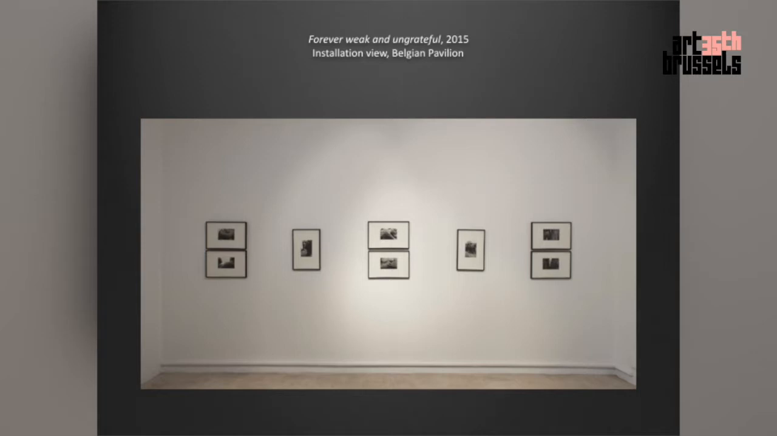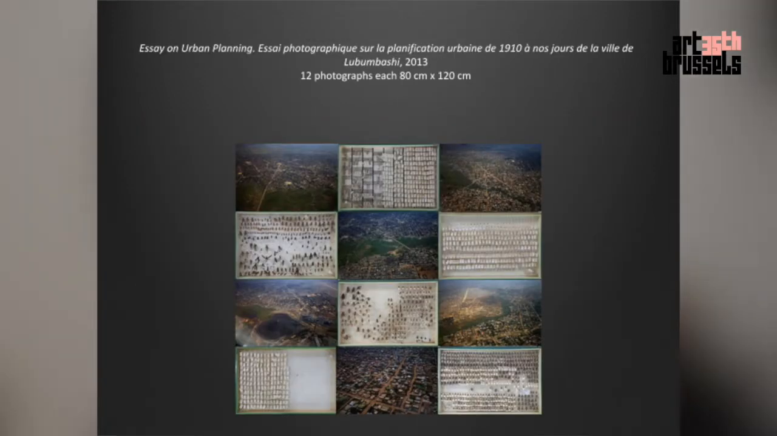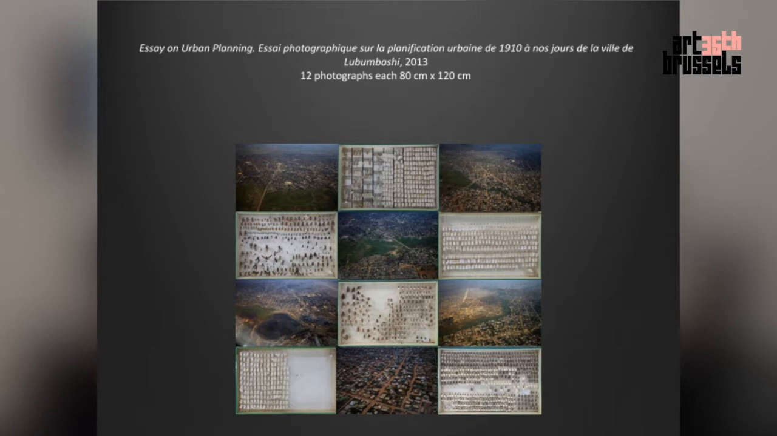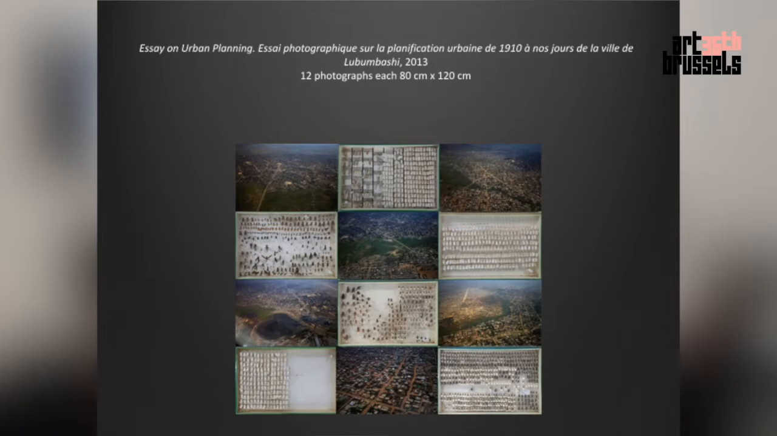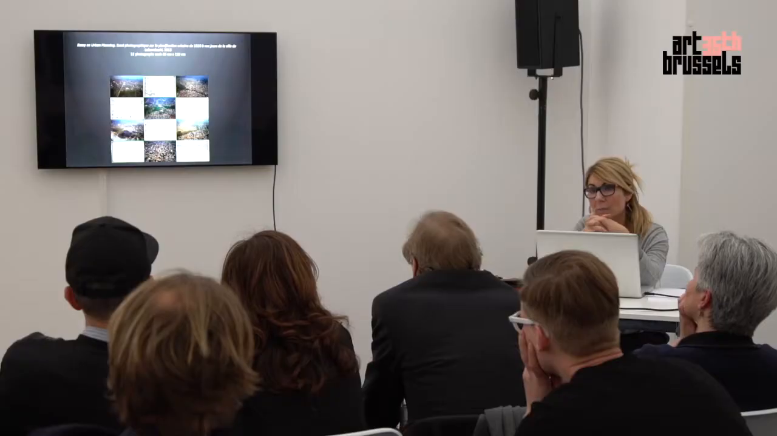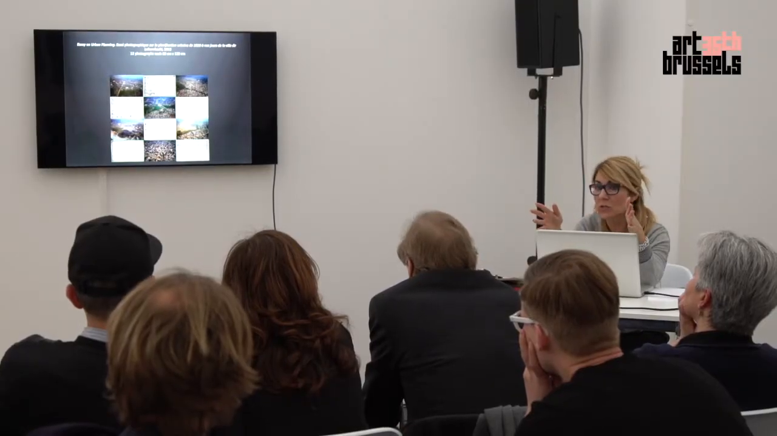Sammy Baloji, a Congolese artist based in Brussels, showed two projects. This project, which is an existing project, Essay on Urban Planning, juxtaposes aerial views of the city of Lubumbashi with images from the museum featuring tropical insects and mosquitoes. And it's a comparative project which looks into how tropical medicine was used as a pretext by the colonial power to segregate the population.